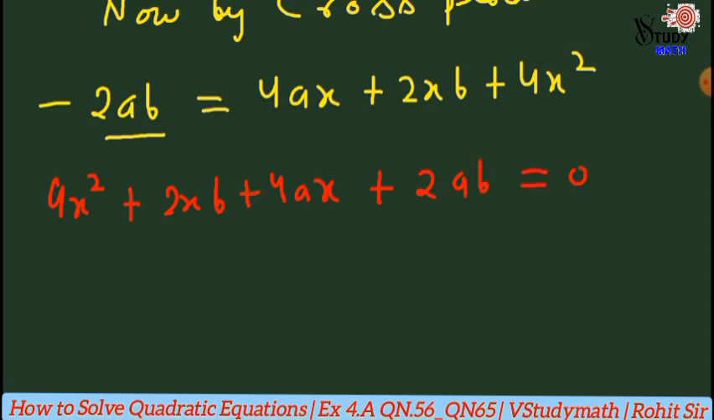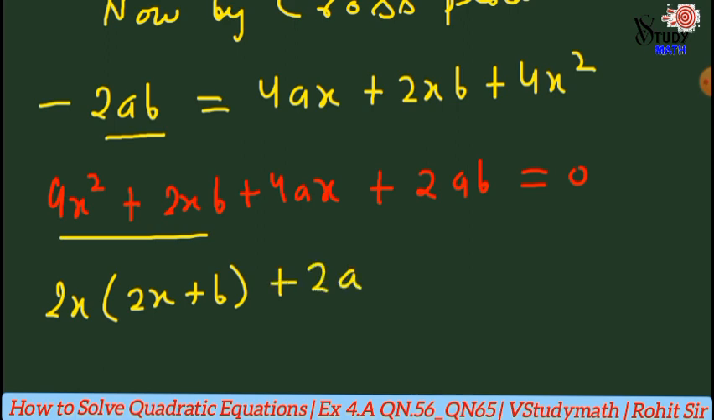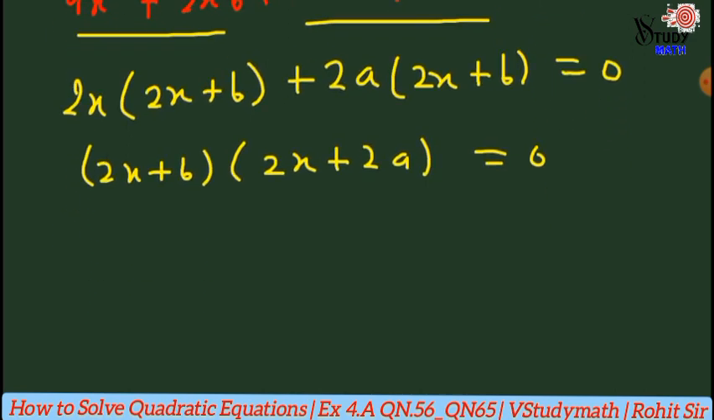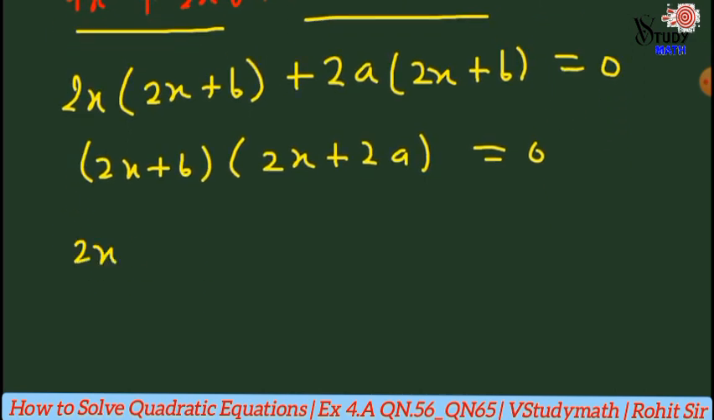Now take common from the first two terms. We can take 2x as common, then we have (2x + b). Now take 2a as common from the last two terms, then we have (2x + b) is equal to 0. Now (2x + b) is the common factor in both terms, so we take it common, then we have (2x + 2a) is equal to 0. Now put 2x + b is equal to 0 or 2x + 2a is equal to 0.